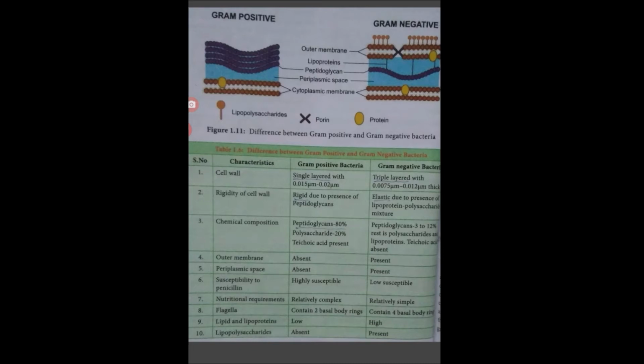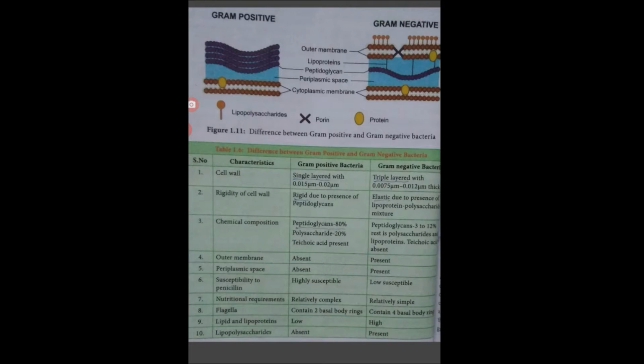See, the differences between the gram-positive and gram-negative bacteria is given on page number 18 in your book. We can see that in table 1.6. As far as the characteristic features between the gram-positive and gram-negative bacteria are concerned, there are 10 differences given. One by one we will see. First difference is in the cell wall.